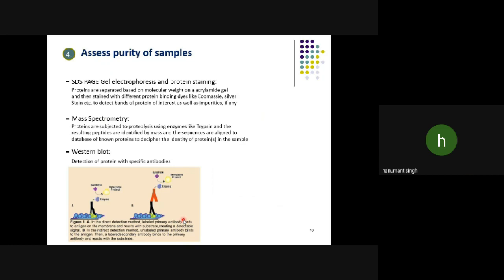That hydrophobic region which is attached to the resin, it is like a common hydrophobic region, like a protein which we are eluting.